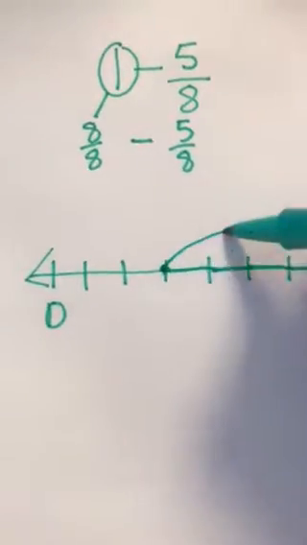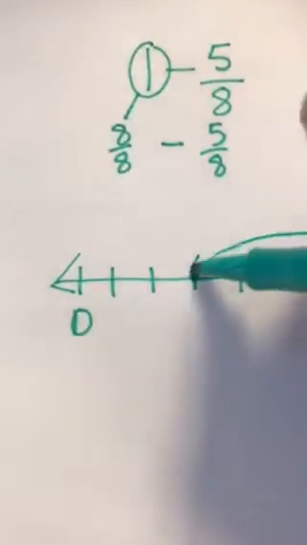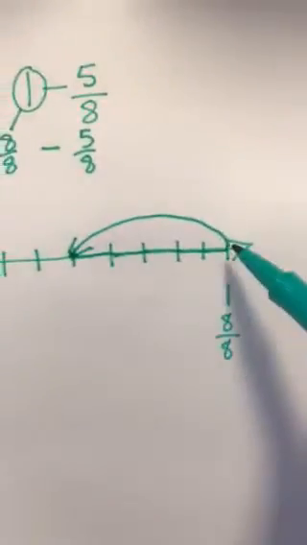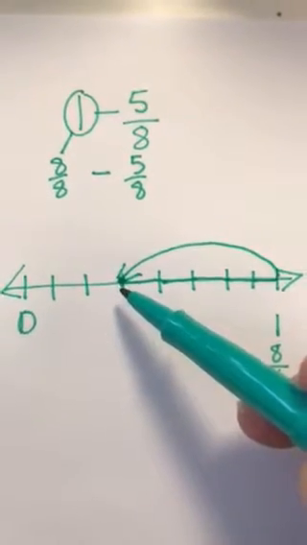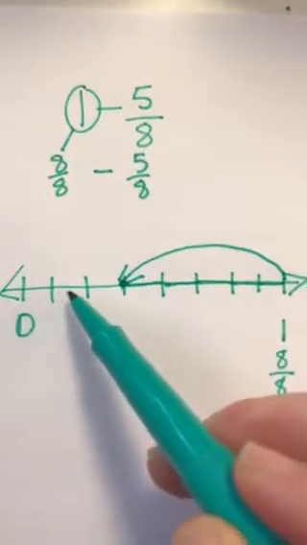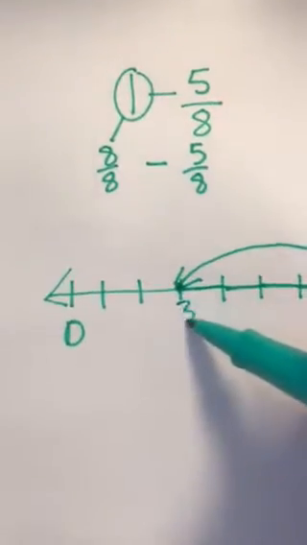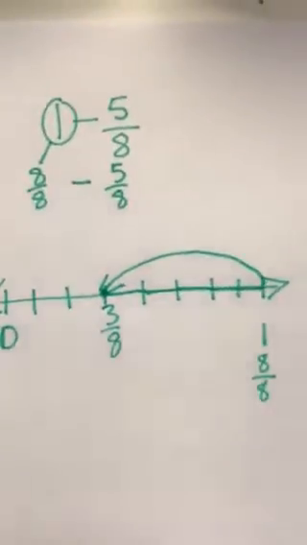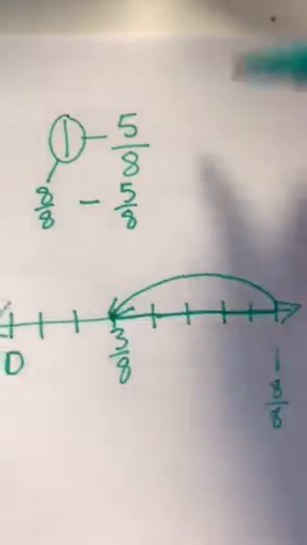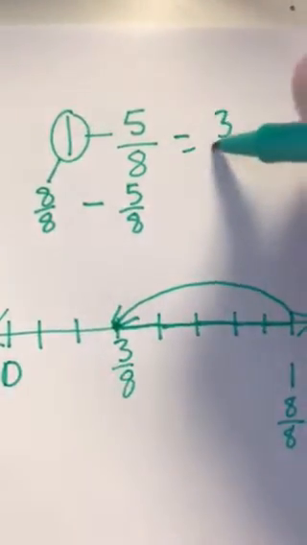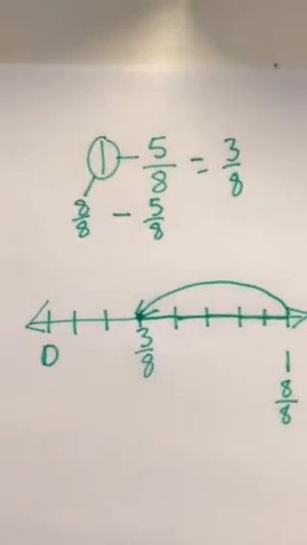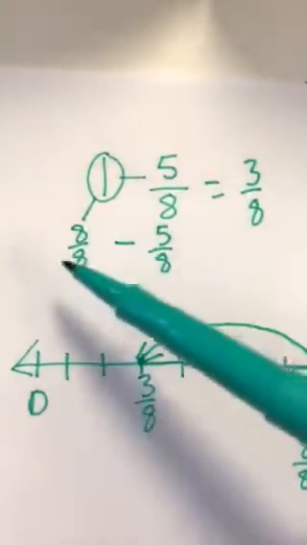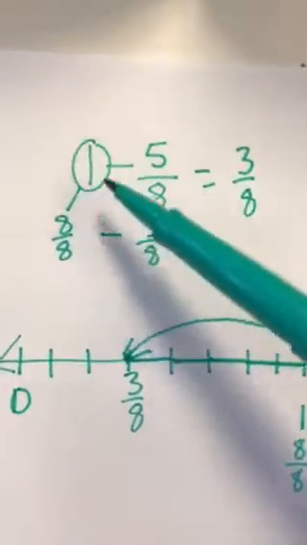Okay, so I'm going to show what I just did. I'm showing that I started at 8/8 and I jumped back and landed here. Now I can see, what did I land at? 1/8, 2/8, 3/8. So I landed at 3/8. So 1 minus 5/8 equals 3/8.